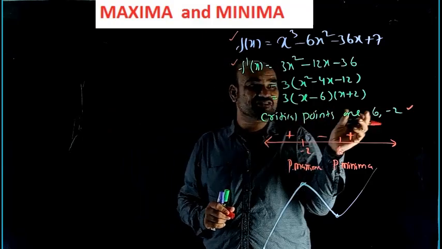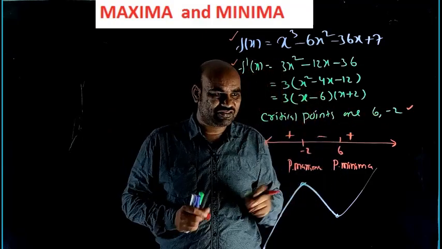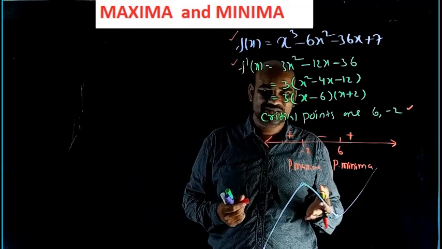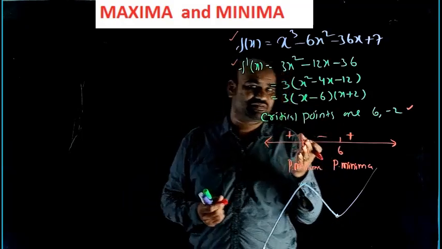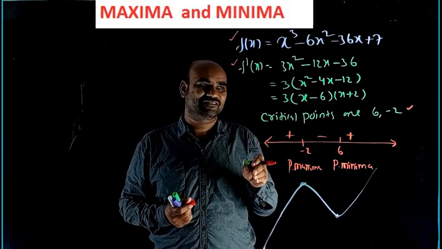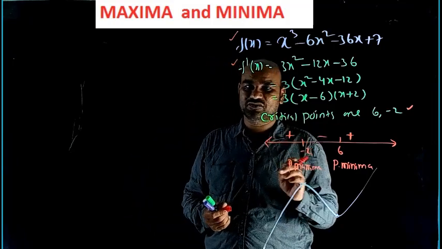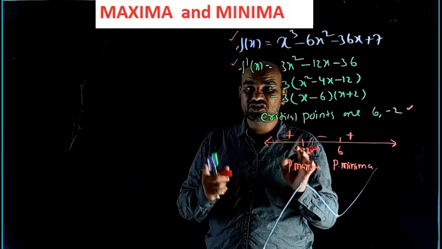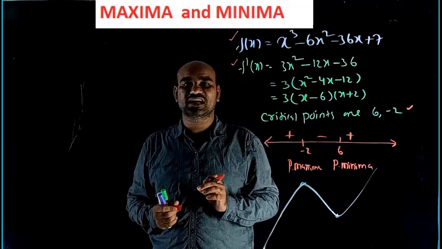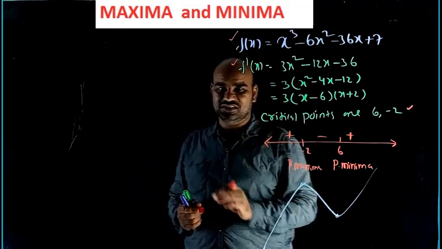This polynomial function can easily take the sign scheme. But for some functions, the sign scheme is difficult for f dash of x. In such situations we will use the second order derivative test. I will explain.